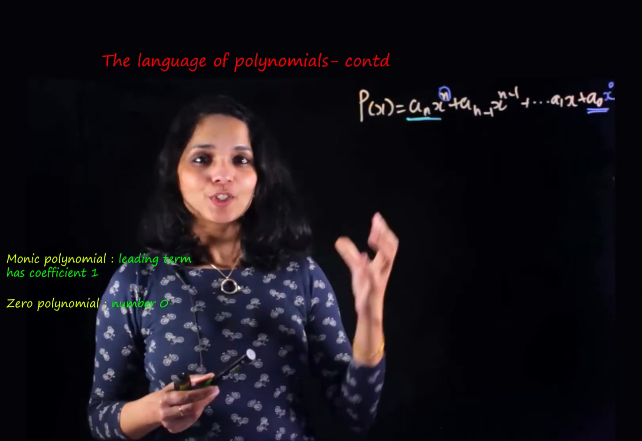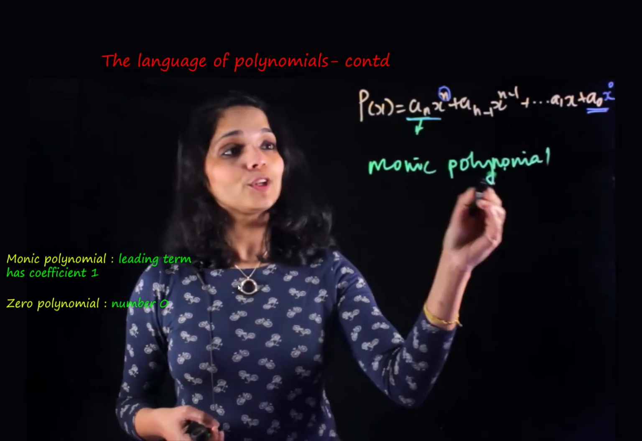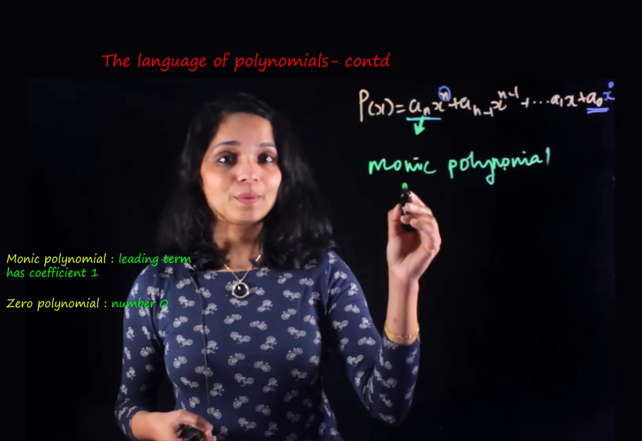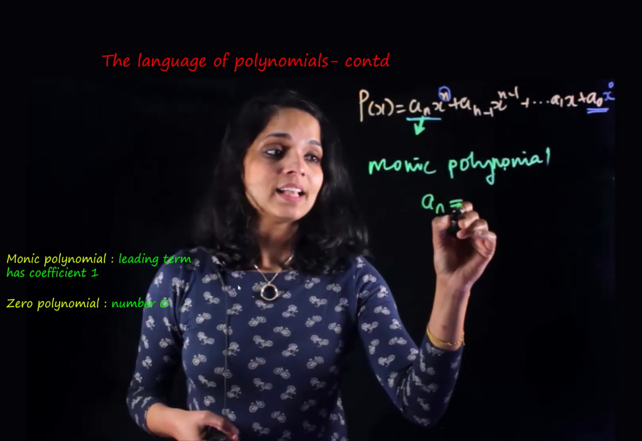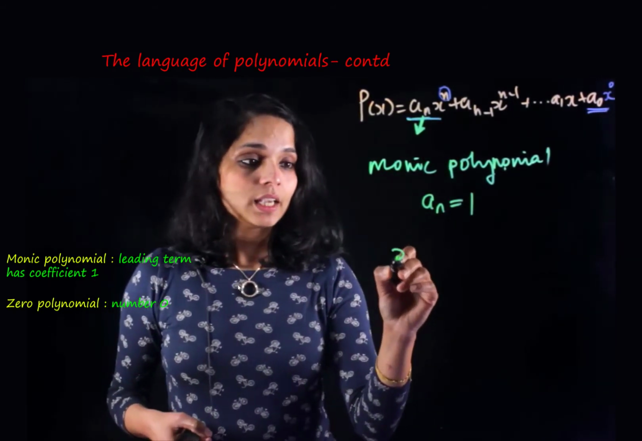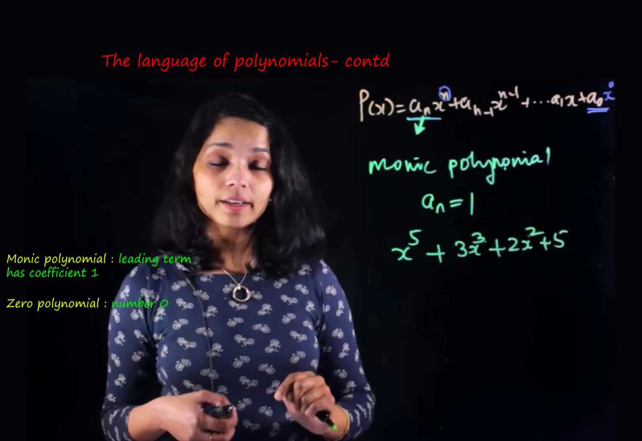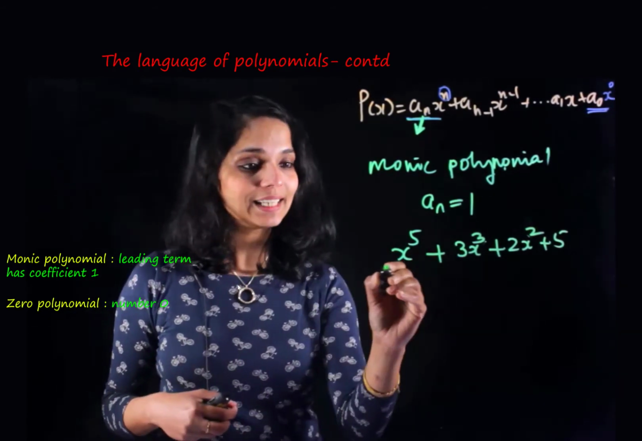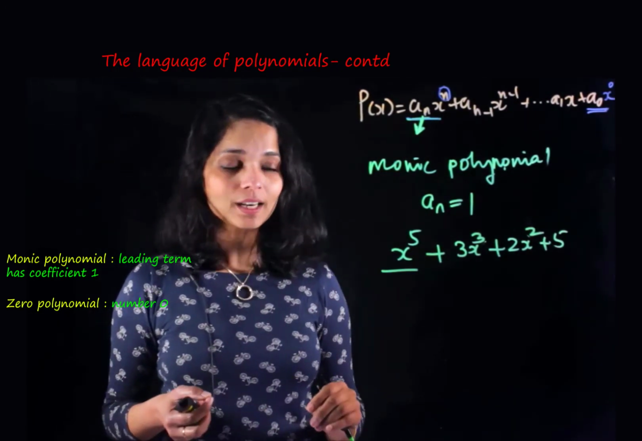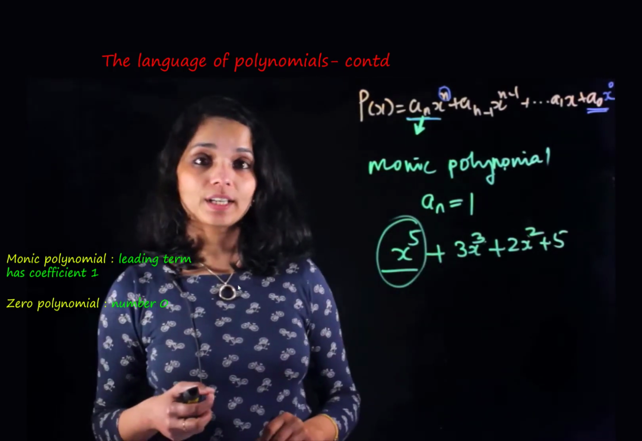Finally, there's some other language that we often use in polynomials, and that one is the monic polynomial. A monic polynomial is one where the leading term's coefficient is 1. When an equals 1, we call it a monic polynomial. For example, if the polynomial is of the form x to the power 5 plus 3x cubed plus 2x squared plus 5, this is a monic polynomial because the leading term has a coefficient 1. That's why we don't write it. It doesn't matter whether the other terms have coefficients, but the leading term shouldn't have any coefficient.